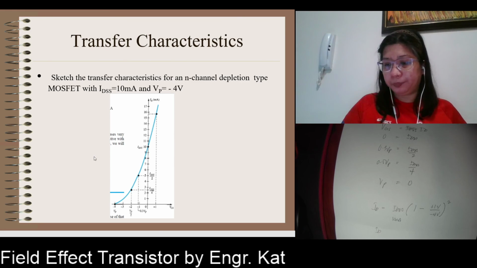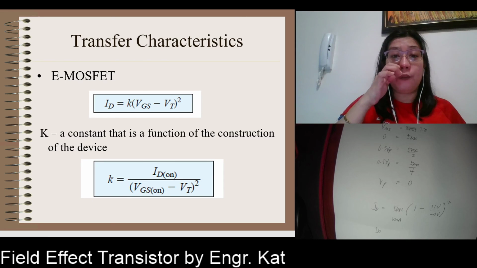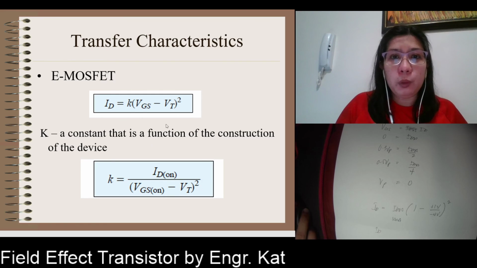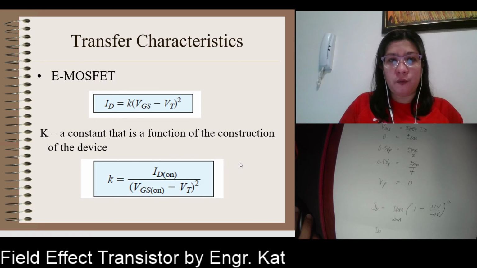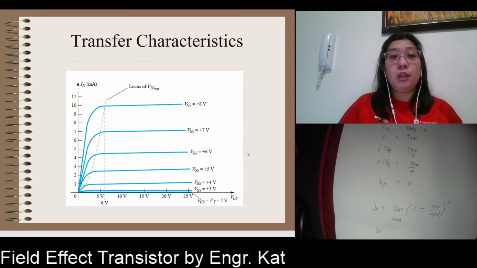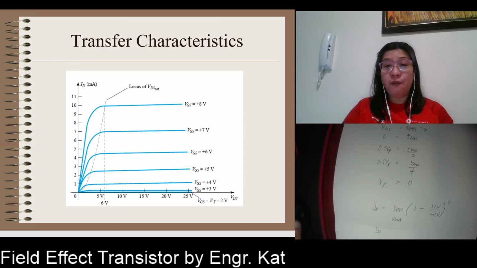Okay, so for e-MOSFET, we have a different curve because we will not be using the Shockley's formula here, but we will be using this formula. K is a constant that is a function of the construction of the device. K is ID on, we have VGS on minus VT squared. Okay? So, this is the transfer characteristic. It should be positive. Must be a large positive value.